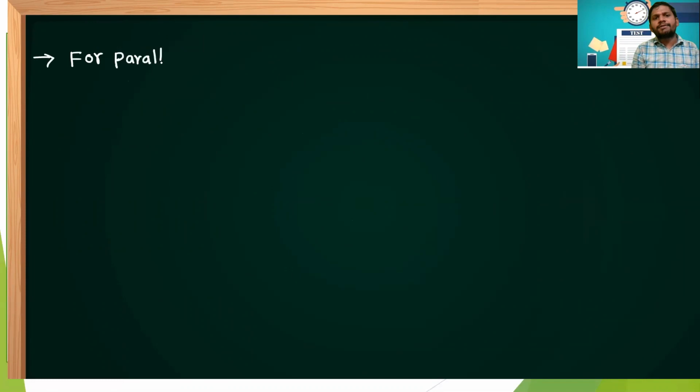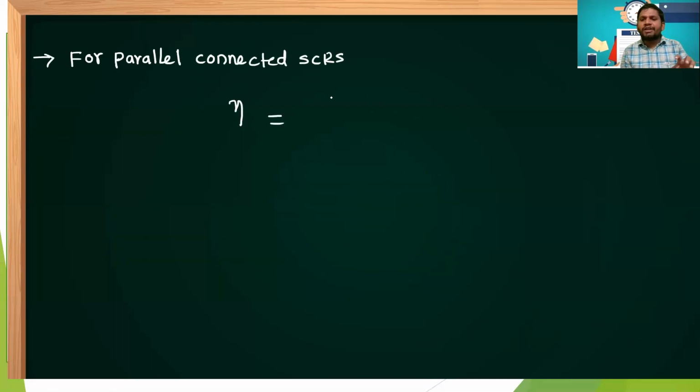For parallel connected SCRs, please concentrate. Whatever formula I am giving is very important. For parallel connected SCRs, the string efficiency eta equals... with respect to parallel connection, current is divided or added. If the number of parallel branches is increased, current is added. That's why we concentrate on current. But in series connection, current remains constant and voltage is added. If the number of SCRs in a string is increased, voltage is added. That's why there we define it with respect to voltage, but in a parallel connection, we define it with respect to current.